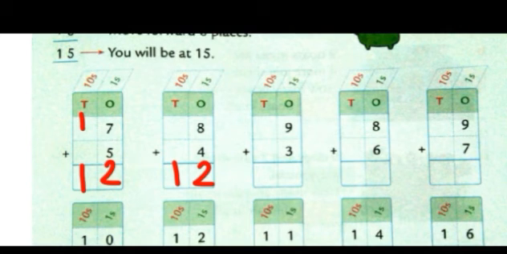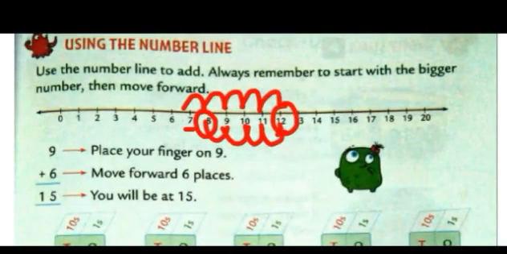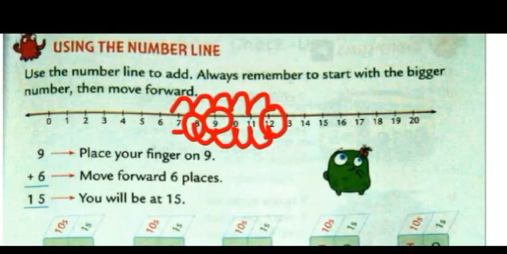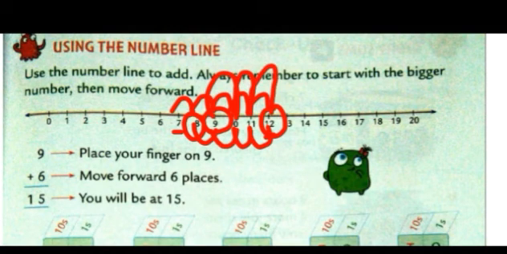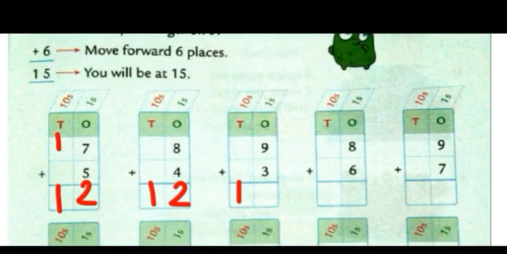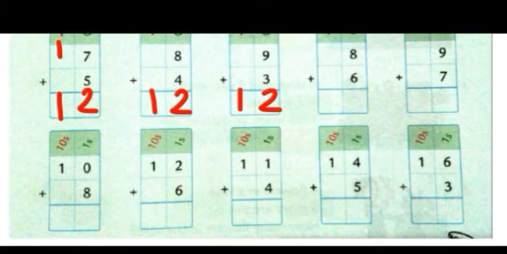Moving on to the next one. 9 and 3. So first see which is the bigger number? 9. Move to the number line. 9 is here. Now, how much do you need to count? 3 more. You need to move forward 3. So, starting from 9: 1, 2, 3. Again, the answer that we got is 12. So, we will write 12 here. Okay, scholars? So, this is the way how you need to solve these questions.